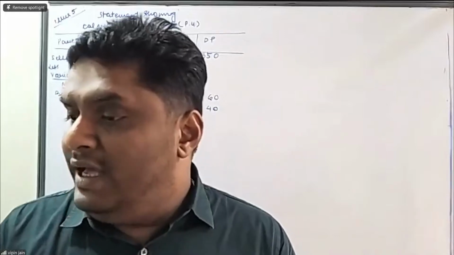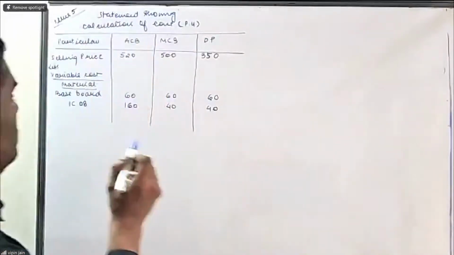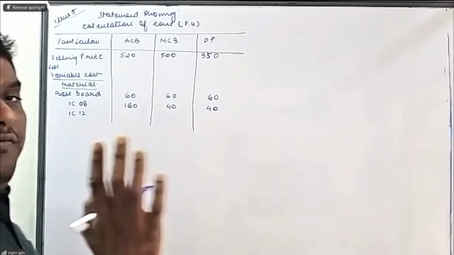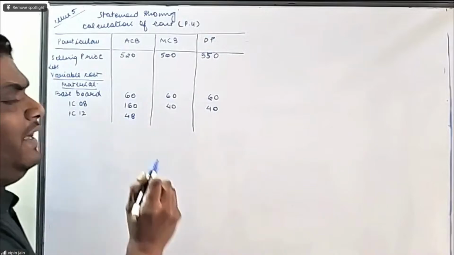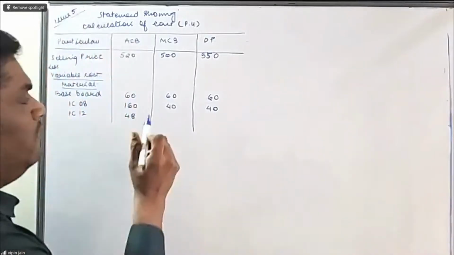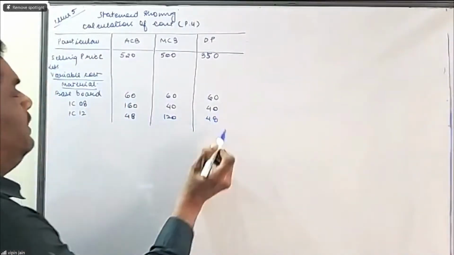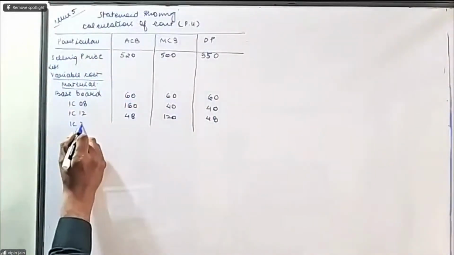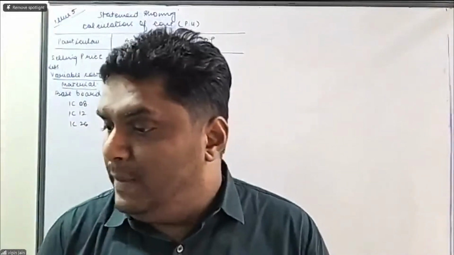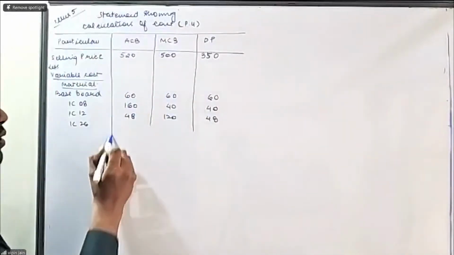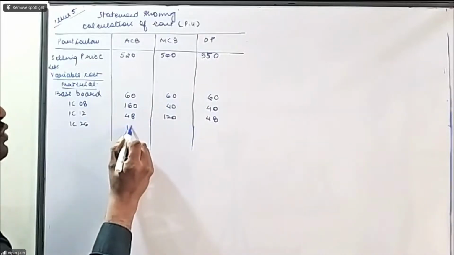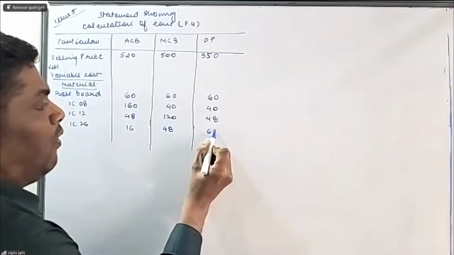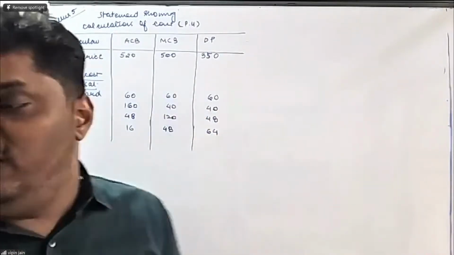Further, IC12, again 4, 10 and 4, and the price is 12. So 4 into 12, 48. 10 into 12, 120 and 48. One more raw material is required, that is IC26. And the price is 8. So 8 into 2 is 16. So we have got all the raw materials: 16, 48 and 64.